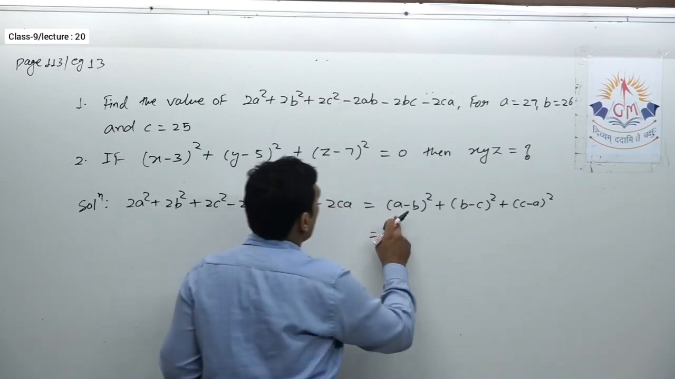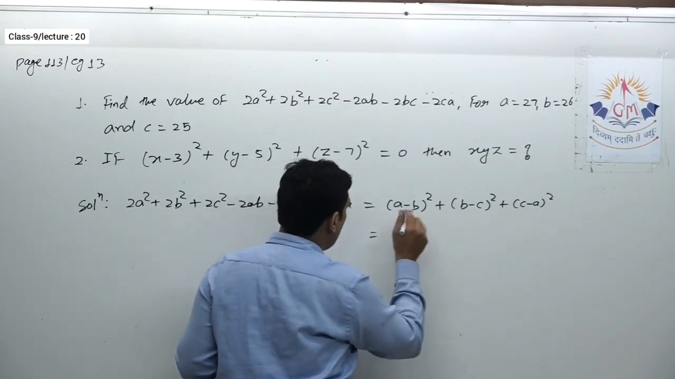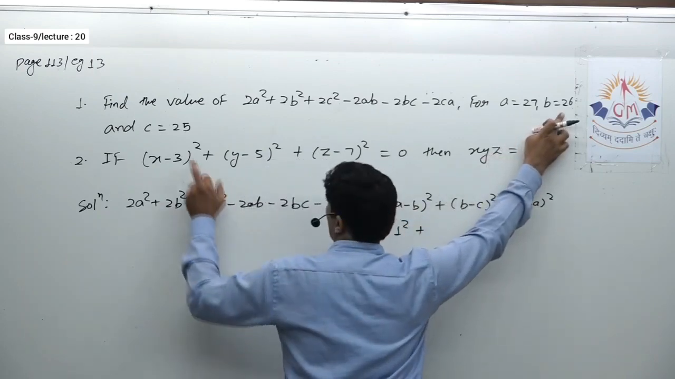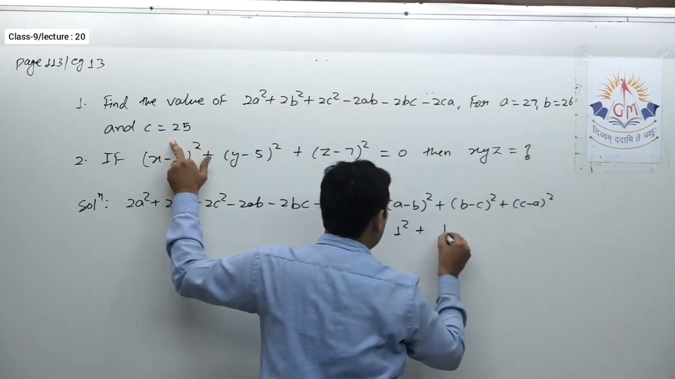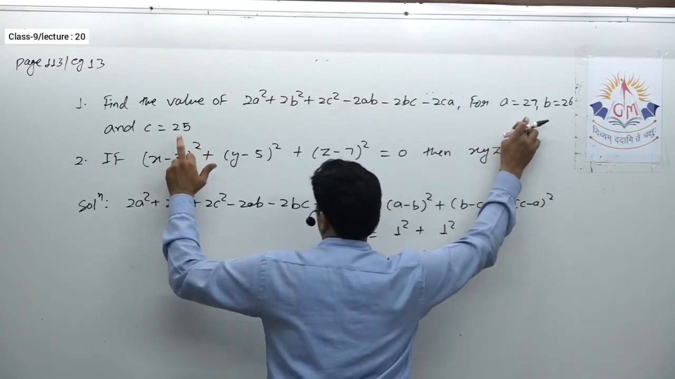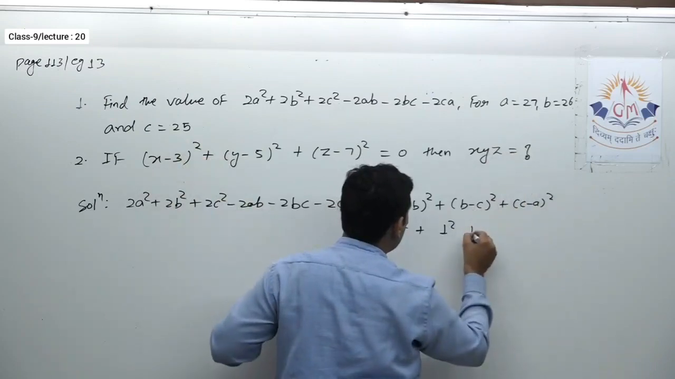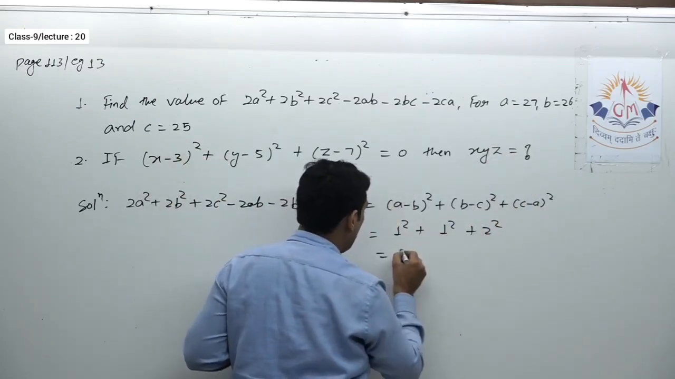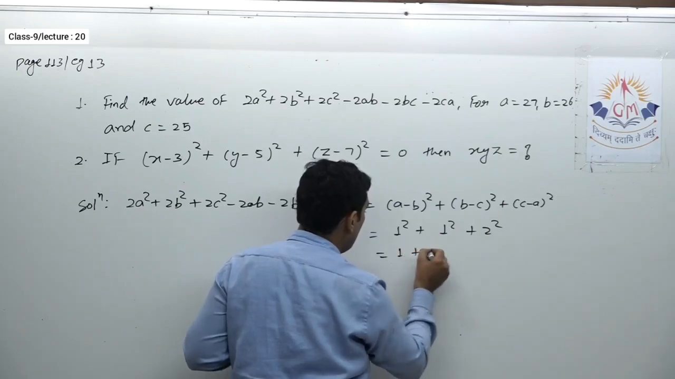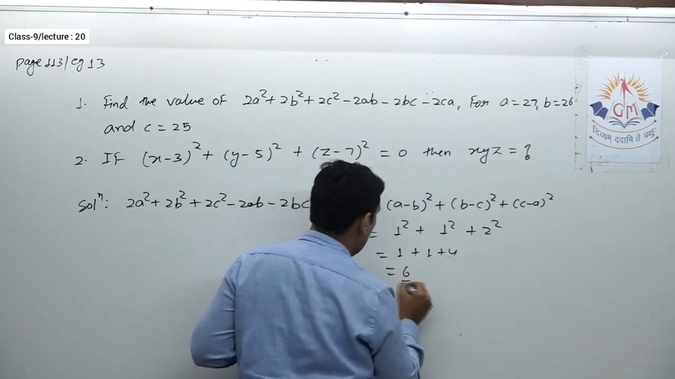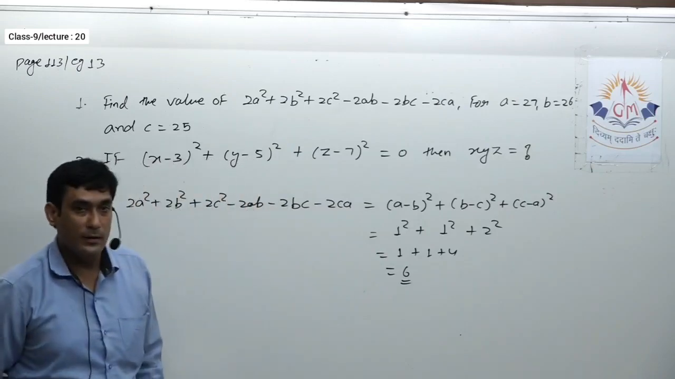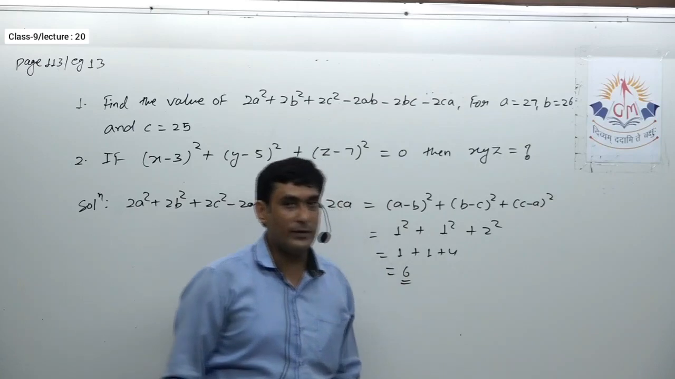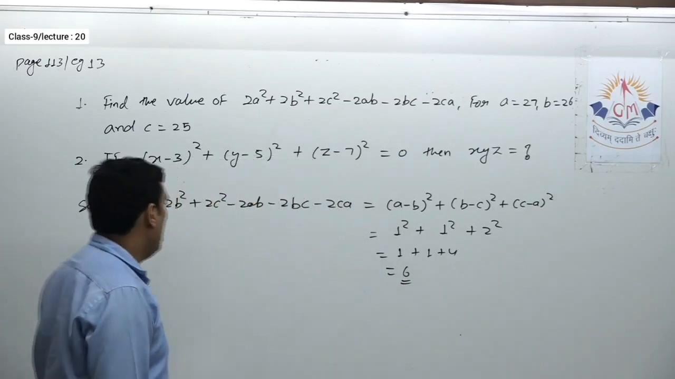Now when I put a equal to 27, b equal to 26, a minus b will be 1. Okay, b minus c, that is 26 minus 25, that is again 1. And c minus a, that is 25 minus 27, that is minus 2, whose square is 4. So ultimately our answer is 1 plus 1 plus 4, that is 6. So it will take less time. So you should remember this, that using this concept you can find the value of this expression.